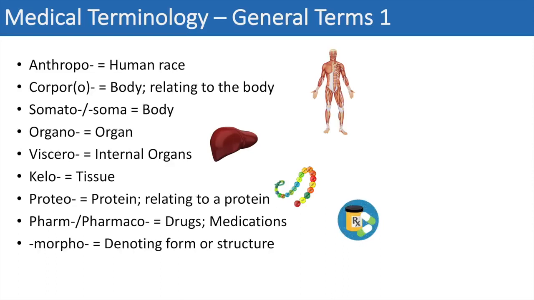The next medical term is morpho. This means denoting form or structure. So you can think of morphology in this case. The next prefix is nutri or nutrio. This means relating to nutrition or to nourish. So you can think of a nutritionist. It's relating to nutrition. So we have even more general terms coming up.